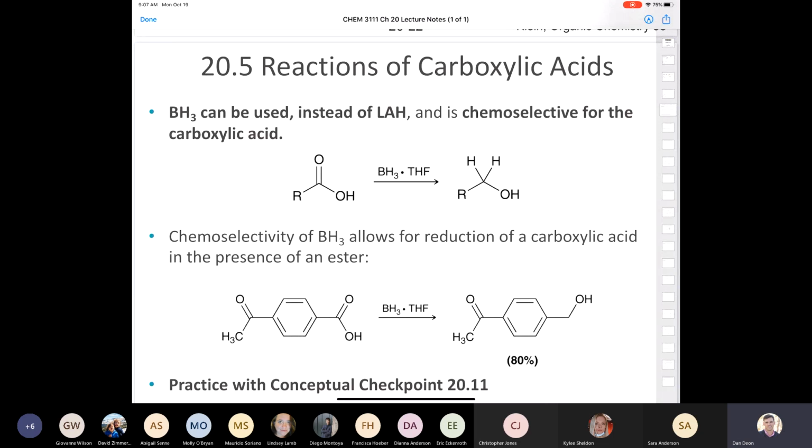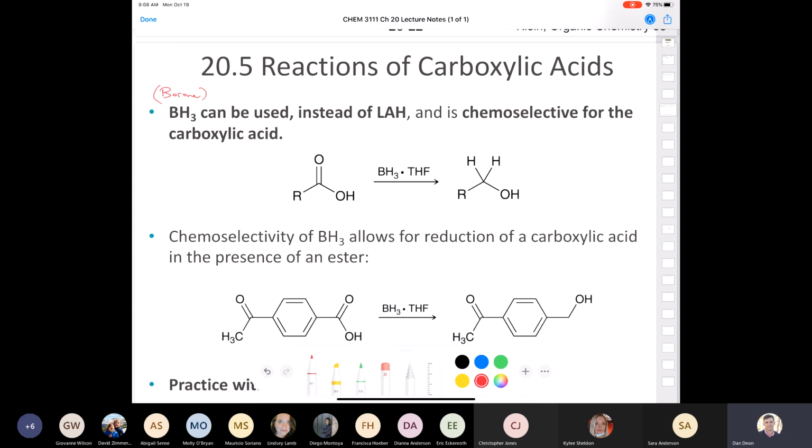There's a good reason why you might want to know another way. It says here that we can use borane, BH3. Borane is the common name. The systematic name would be boron trihydride, but we would never say that. So borane can be used instead of lithium aluminum hydride, and it is chemoselective for the carboxylic acid.